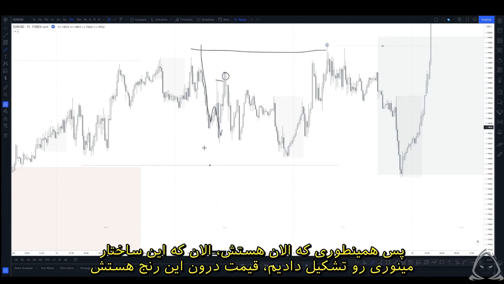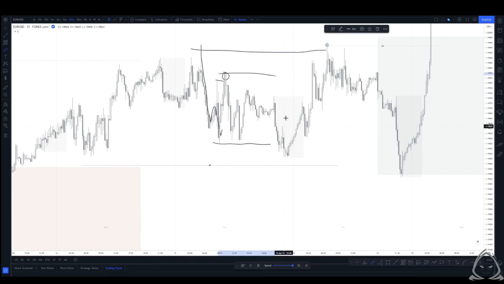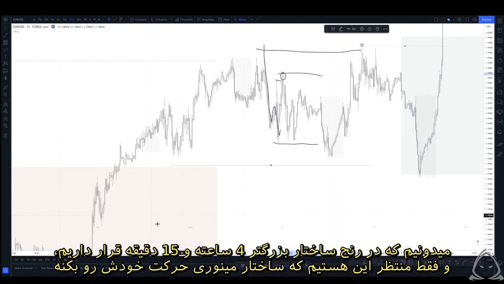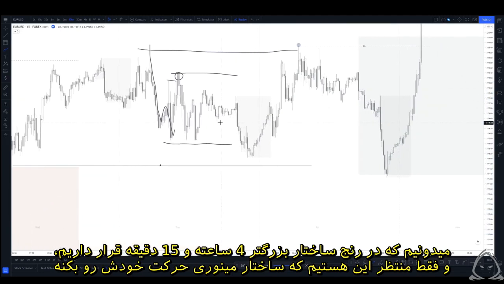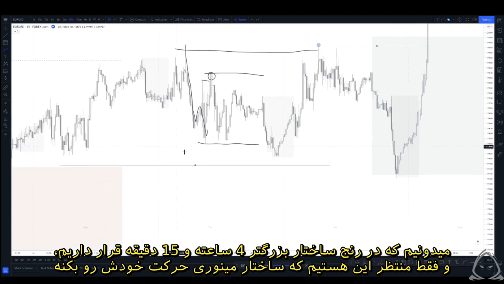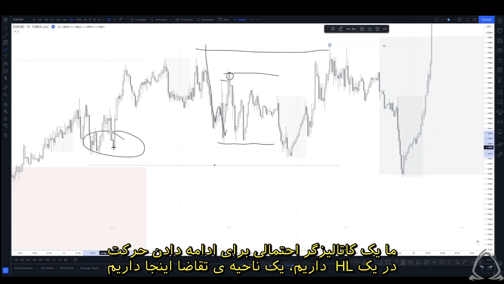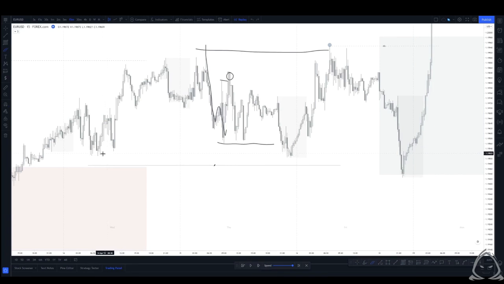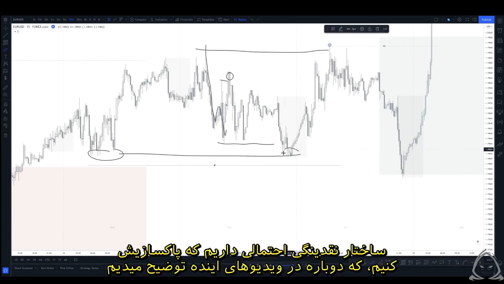So as it stands right now, once we've created this minor structure, price is trading within this range and we're just waiting for something to happen. We know we're trading in a larger 4 hour and 15-minute range of structure, and we're just waiting for minor structure to really take over. We have potentially catalysts to continue price at a higher low. We have a demand zone right here. We also have some potential structural liquidity that we could look to run. Again, we'll discuss that in a future section.